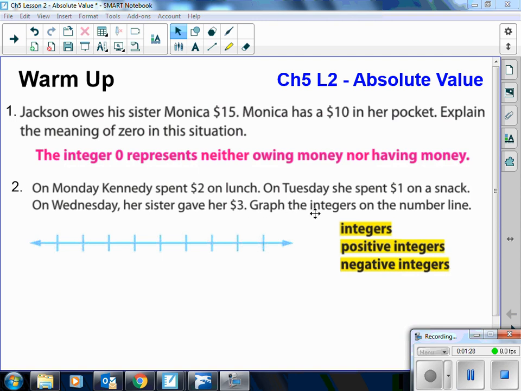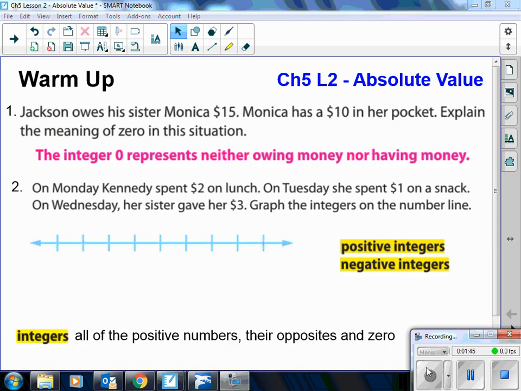So first of all, we need to know what an integer is, right? An integer is all of the positive numbers, their opposites, and zero. Let's write that down. Now when I say opposites, that means the opposite of 2 is negative 2, right? The opposite of 3 is negative 3. The opposite of negative 25 is positive 25, and that's what we're talking about with their opposites.